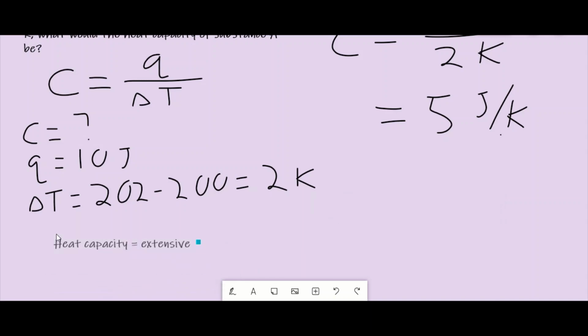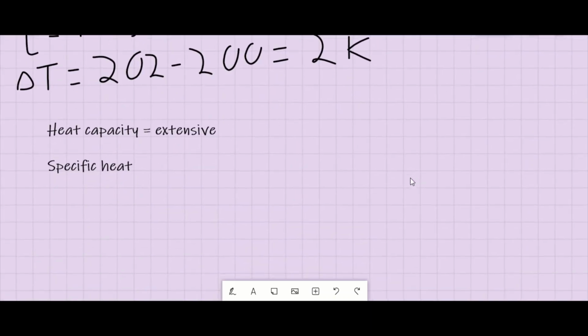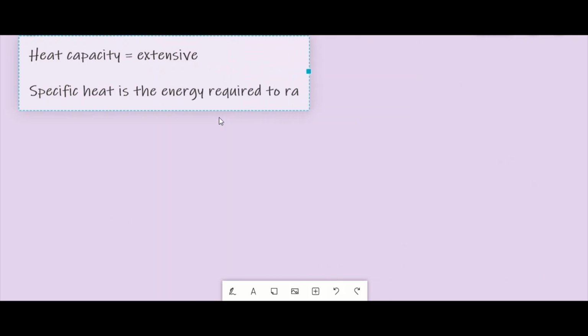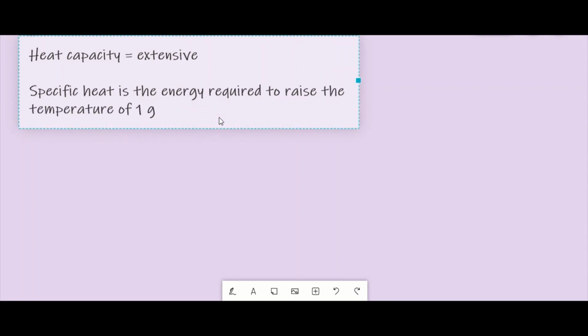Because of this, scientists like it a bit less, since they prefer to know the heat capacity regardless of the amount of matter you have. This other measure is going to be called specific heat capacity, or just specific heat. So specific heat is defined as the energy required to raise the temperature of 1 gram of a substance by 1 degree Kelvin.